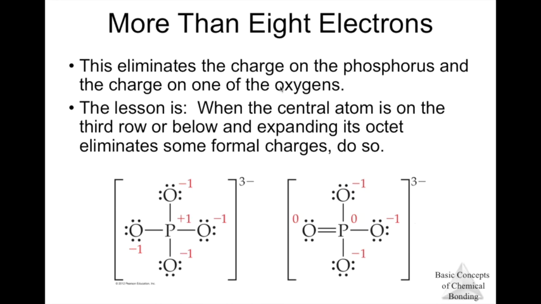So it eliminates the charge on phosphorus and the charge on one of the oxygens. So if the central atom is in the third row or below, and you can expand its octet to get rid of some of the formal charges, you can go ahead and do that.